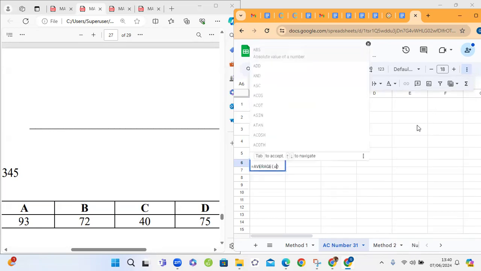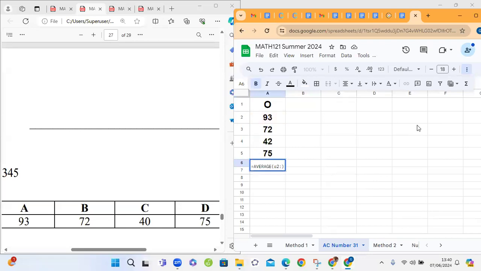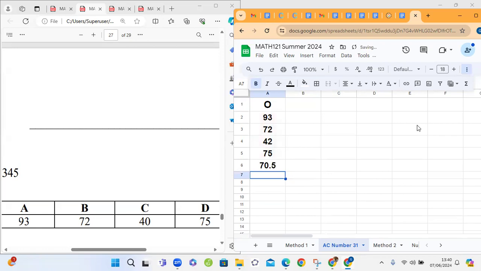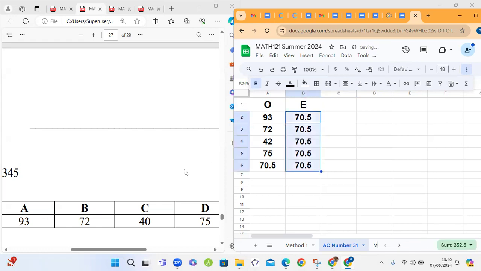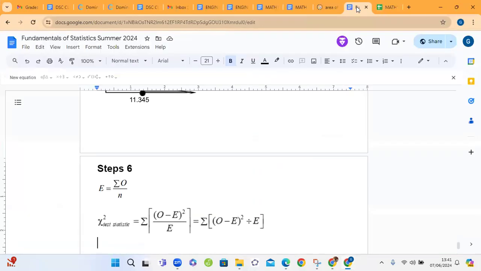That's the average of A2 to A5. So the average is 70.5. That will be the expected value. So the expected value is 70.5 all the way. So now we are in a position to apply the formula O minus E all squared divided by E. Here it is. And then we have to add this up, and this will give us our chi-square test statistic.